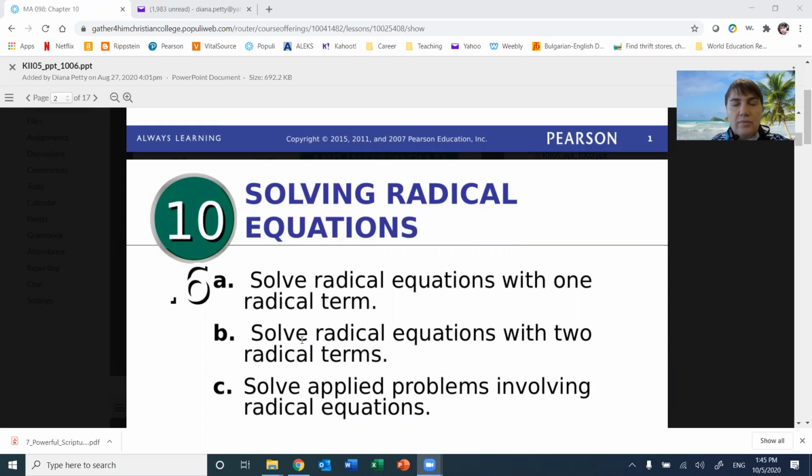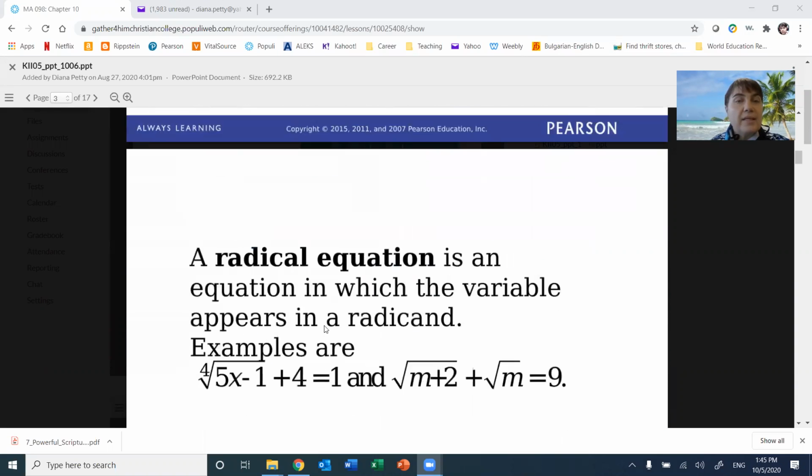Chapter 10.6, Intermediate Algebra, Monday, October 5th. Okay. So since now we learned all about the radicals, now we're going to solve equations in which the x is in the radical. They're called radical equations because the variable is under a radical. The name of the equation comes from what has been done to the variable.